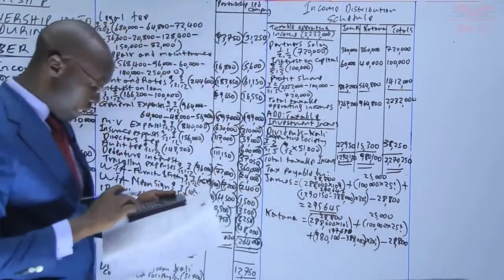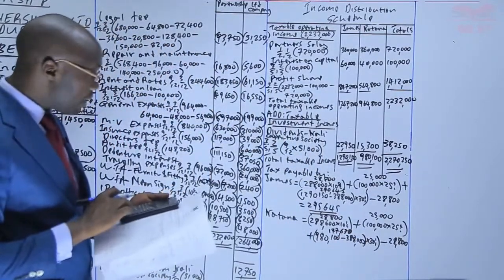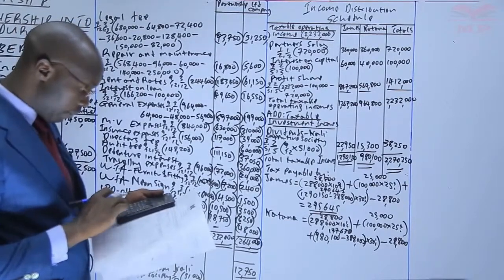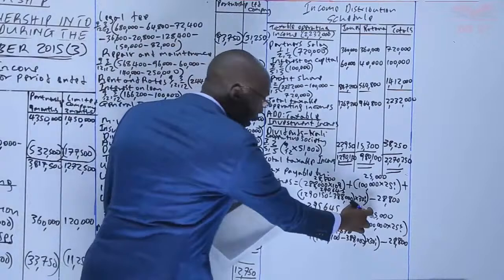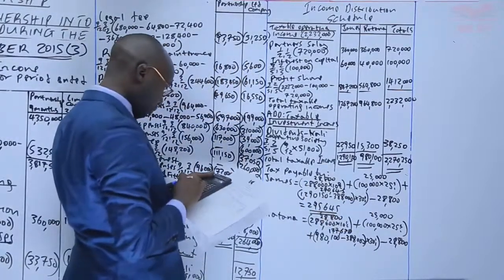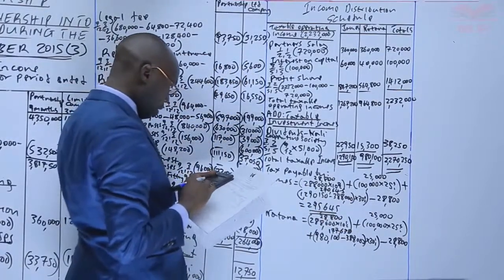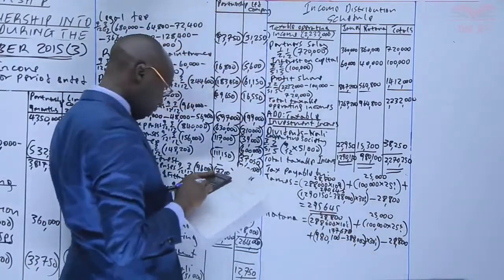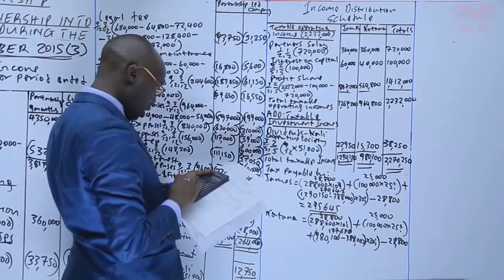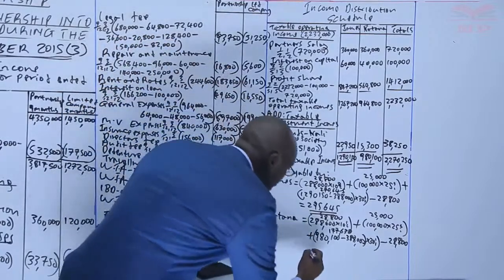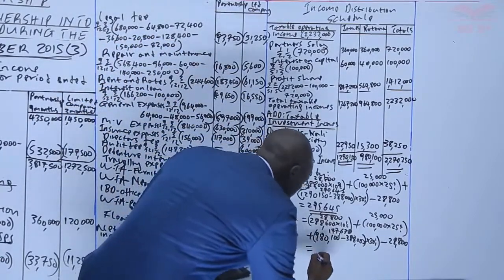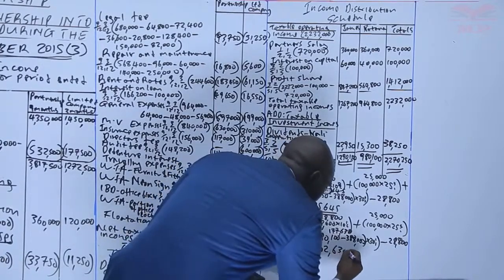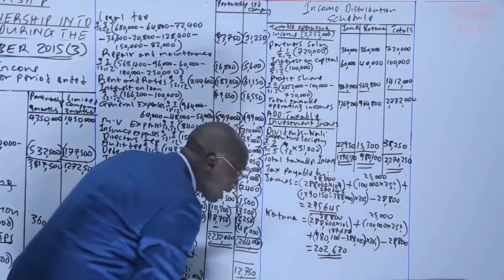Now we add those taxes: 177,630 plus 28,800 plus the 25,000. That gives us 231,430, minus the personal relief, 28,800. That gives us 202,630. That is now the tax payable by Katana.